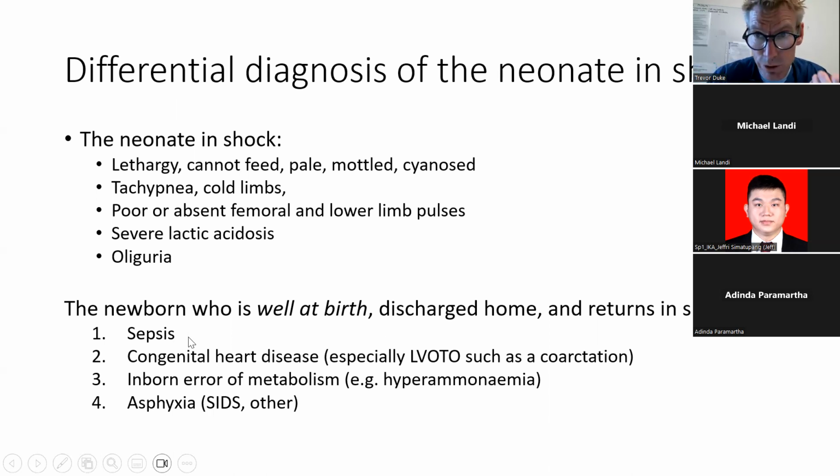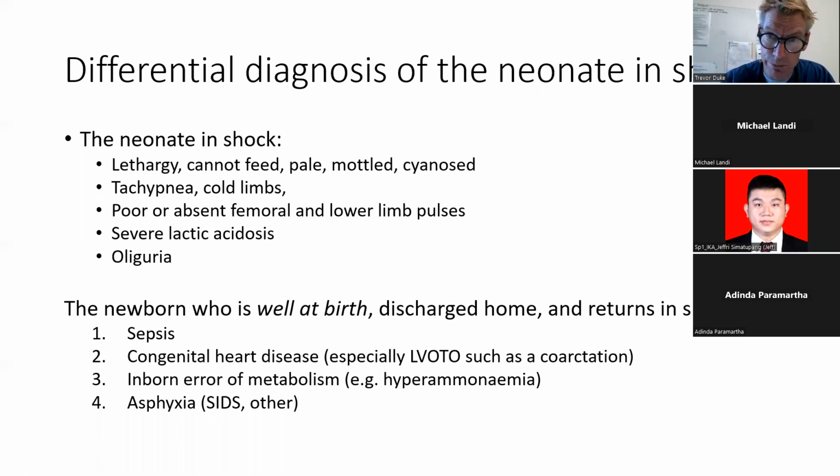A baby could have severe sepsis. I guess, again, a bit less likely because they're apparently well at birth. There were no risk factors for sepsis, but still the baby goes into shock on day 5 or day 10, just sometime in the newborn period. It could be sepsis for sure, number one, or it could be some form of congenital heart disease where there is an obstruction to the left ventricular outflow tract. So that means an obstruction at the aorta or at the aortic valve, or the left ventricle itself, something like a coarctation of the aorta or aortic stenosis.